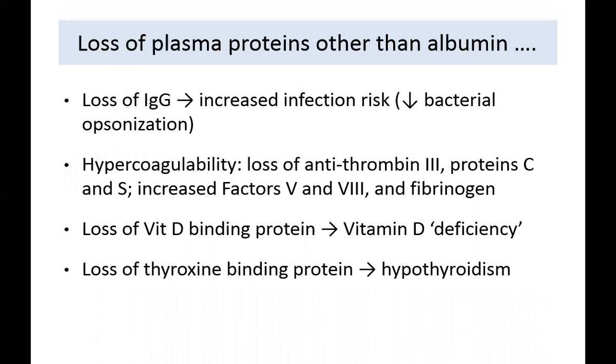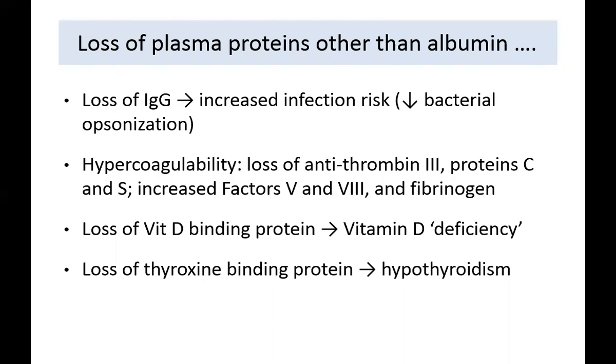Okay. You do lose proteins other than albumin. This has other consequences. There's lots of immunoglobulins, including IgG. This increases the risk of infections because you do not deal with the bacteria, don't opsonize the bacteria the same way. You get hypercoagulability because there's a loss of antithrombin 3, protein C and S, and there's increased factors 5 and 8 and fibrinogen. So upregulation of the coagulation system. We talked about this before.